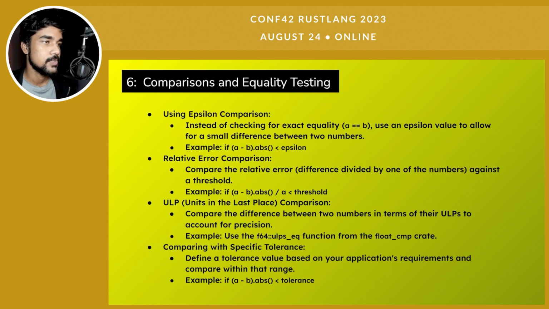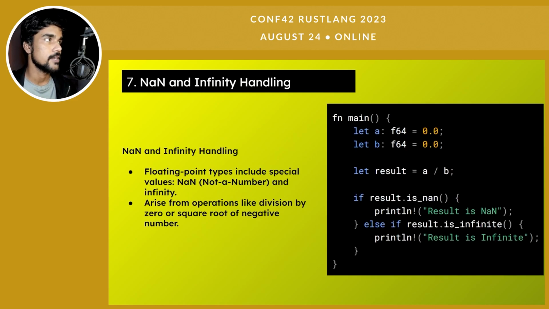And comparing with some specific tolerance value. So this is again similar to the relative error comparison, but relative errors can be dynamic, whereas this can be static. So this technique can be used as well to avoid having some errors in the equality comparison.